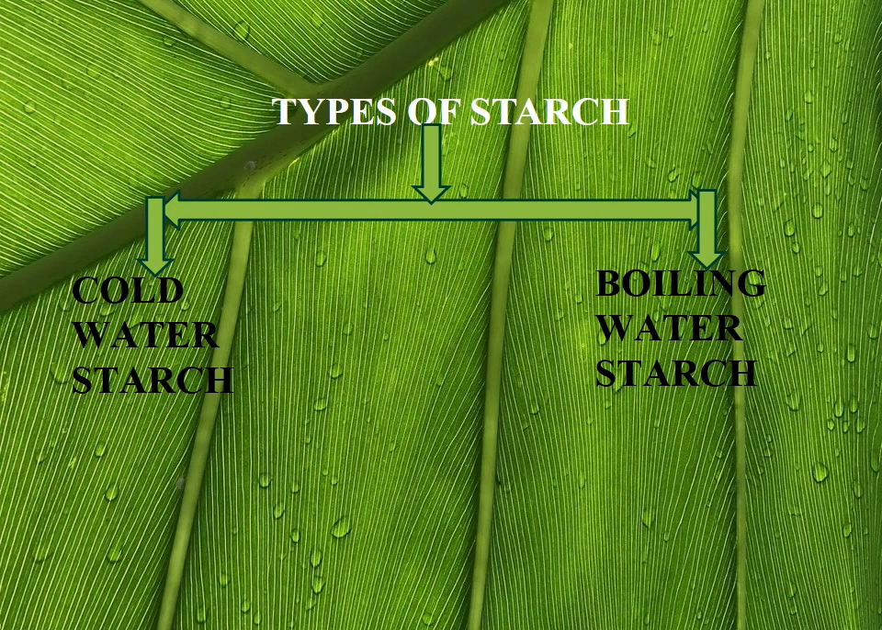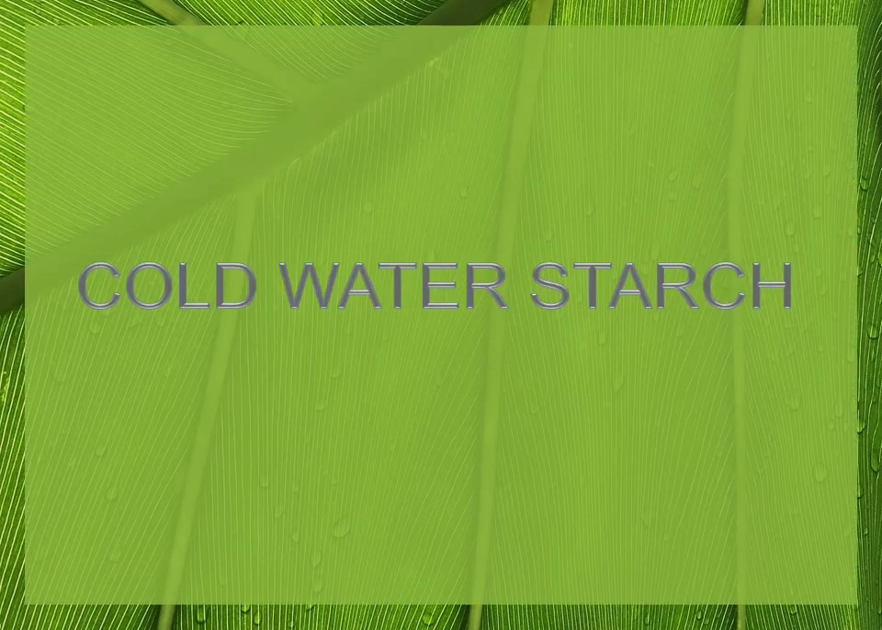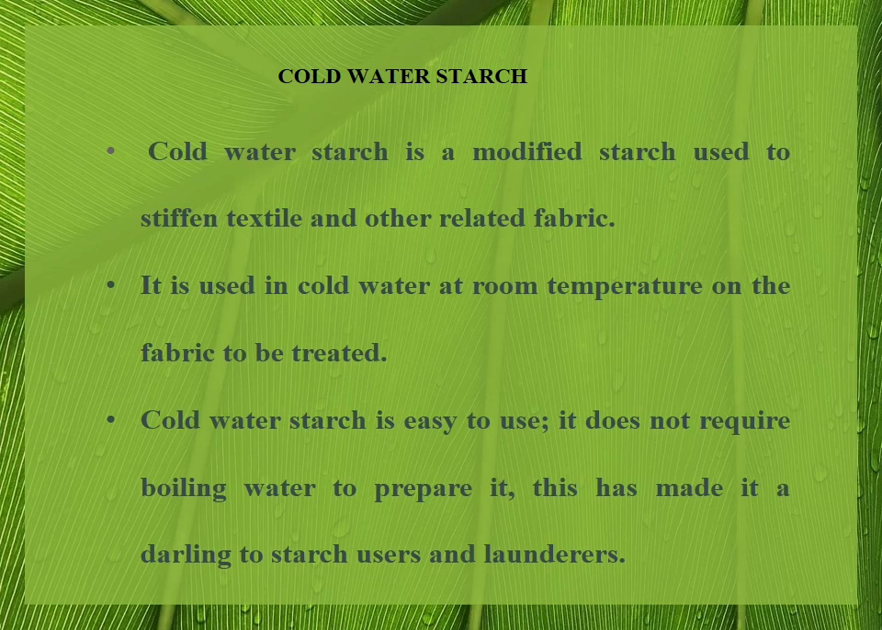Types of starch. It has been classified into two: cold water starch and boiling water starch. Cold water starch. Cold water starch is a modified starch used to stiffen textiles and other related fabric. It is used in cold water at room temperature on the fabric to be treated. Cold water starch is easy to use. It does not require boiling water to prepare it. This has made it a darling to starch users and launderers.